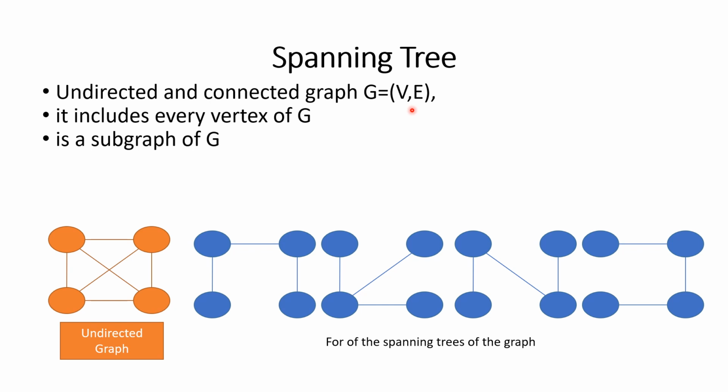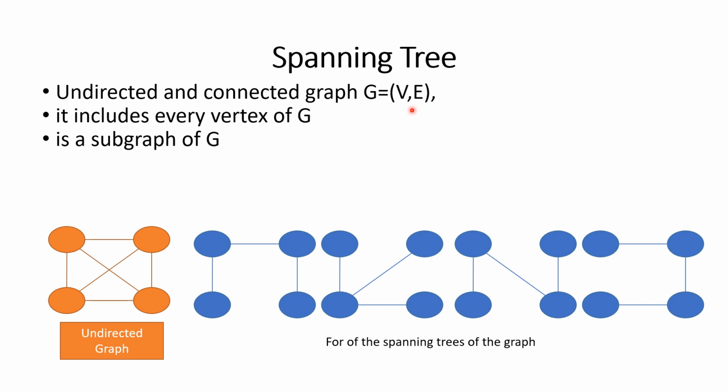A spanning tree of the graph G is a tree that spans G, which is, it includes every vertex of G and is a subgraph of G. So a subgraph is something like a subset. Every edge in the tree belongs to G.